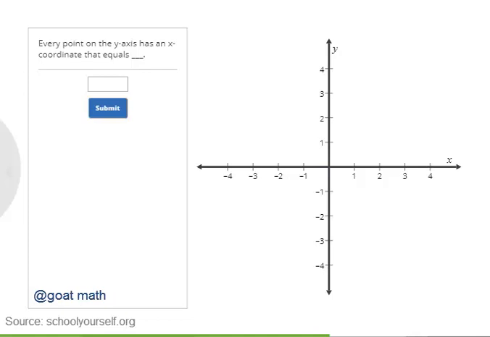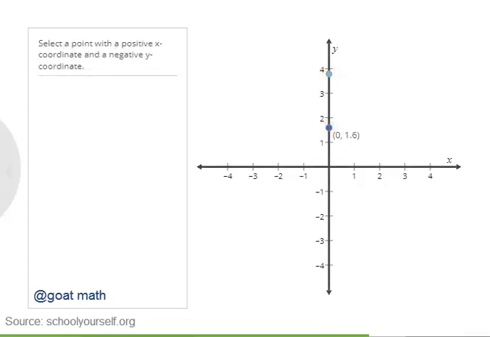Next, if you look carefully, you can see that every point on the y-axis, which is this vertical axis here, has the exact same x-coordinate. What is that x-coordinate? Exactly. Every point on the y-axis has an x-coordinate of 0, because you don't have to move left or right to get there from the origin. And similarly, every point on the x-axis has a y-coordinate of 0, because you don't have to move up or down. Also, just so you know, the origin, where the x and y axes meet, has the coordinates 0, 0.